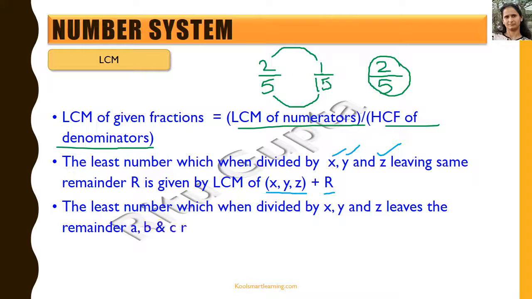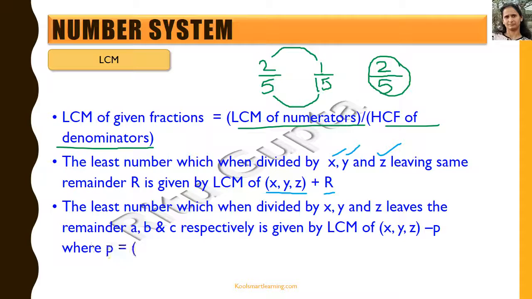The least number which, when divided by x, y and z, leaves the remainders a, b and c respectively, so different remainders in each case, is given by the LCM of x, y, z minus p, where p is equal to x minus a, which is equal to y minus b, which is equal to z minus c. Although it is leaving different remainders in each case, the difference between the number and the remainder is always the same.